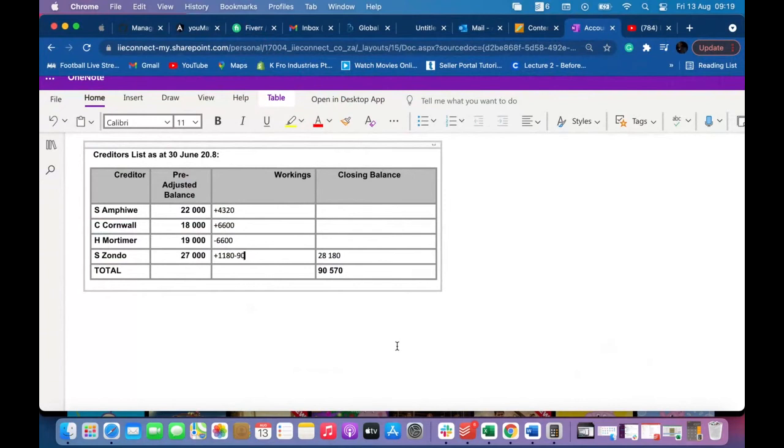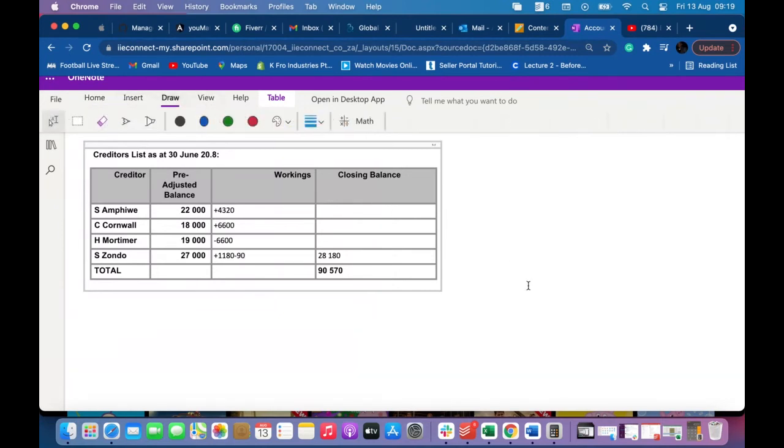Let's proceed. 3.5, an original credit note, for 590 received from S. Zondo was correctly recorded in the journals, but was posted to the wrong side of S. Zondo's account. Okay, we are returning a lot of things to S. Zondo. Seems like there's beef. So we said it was recorded on the wrong side.